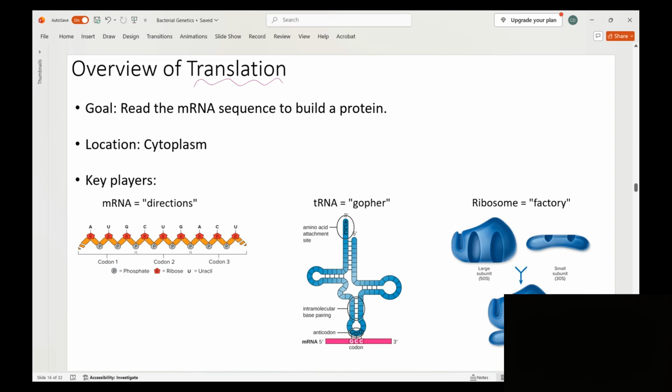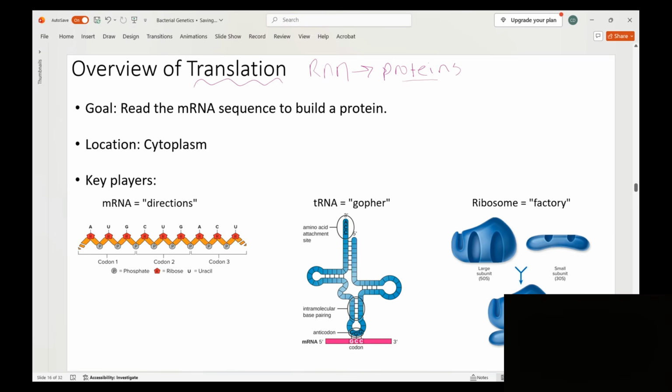Because with translation, what's going on is the cell is going to be using RNA to make proteins. And so we also refer to translation as protein synthesis because that's our end goal. We are making or synthesizing proteins.